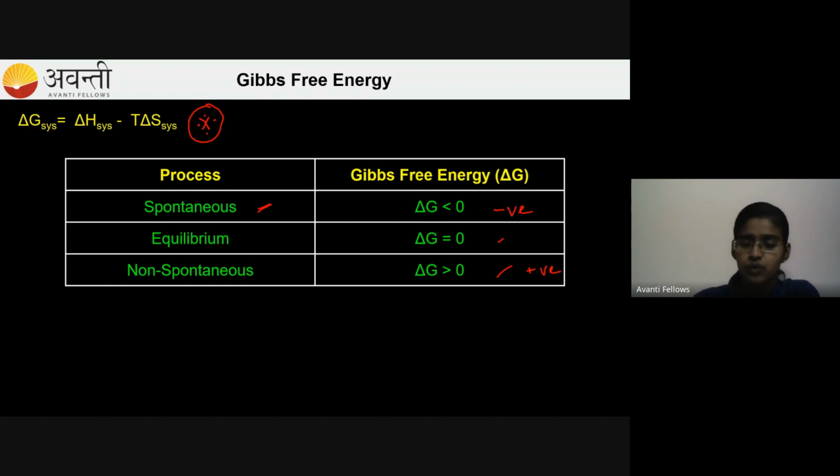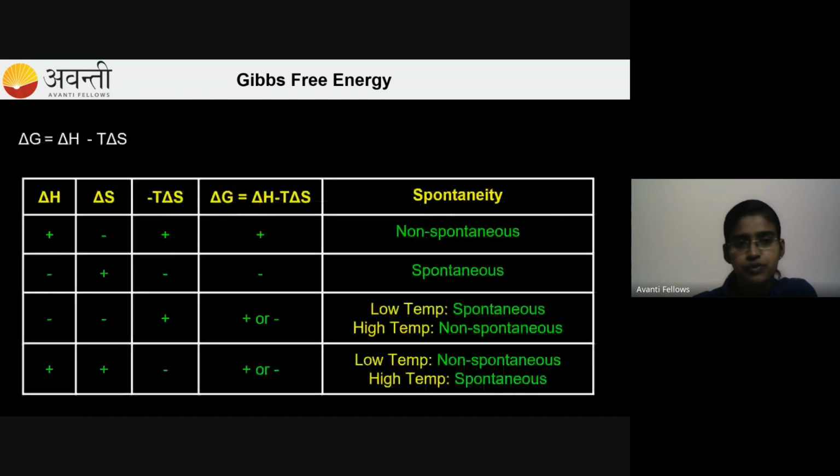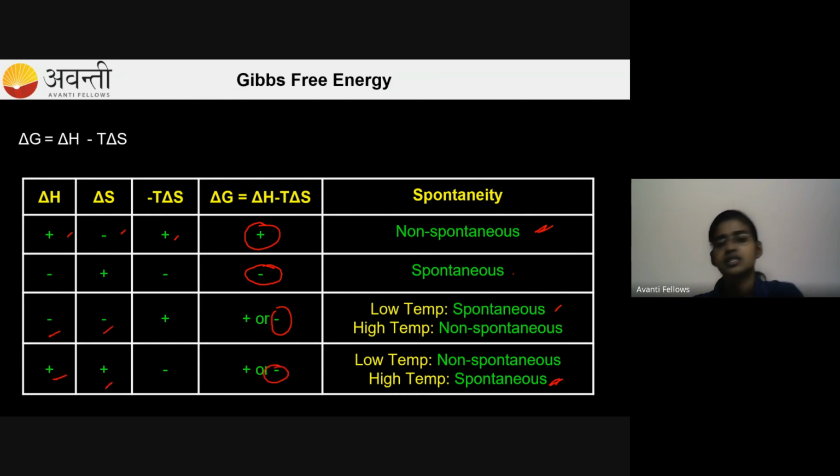And one more important tabular column I'm going to give you. So this is that one. For non-spontaneous, delta G is going to be positive, and here you can find the sign notation. And for spontaneous, it will always be negative. And at low temperature, it is spontaneous. And here for high temperature, it is spontaneous. And the signs of delta H and delta S, you can note from here. This tabular column is very, very important.